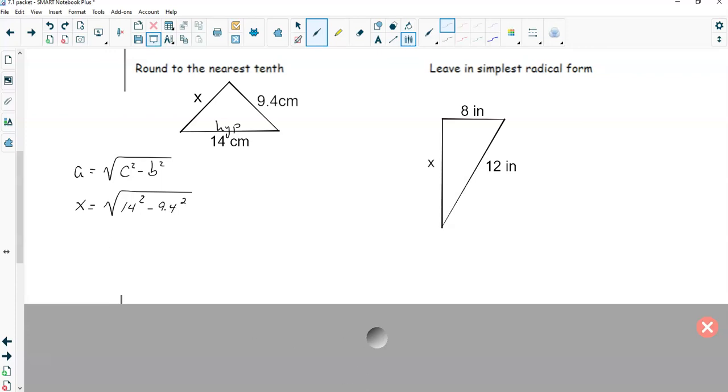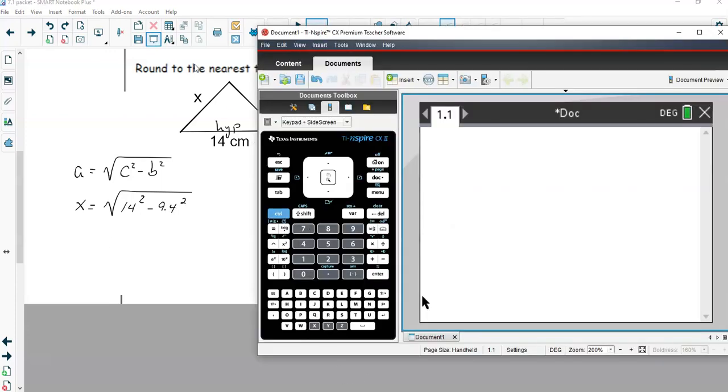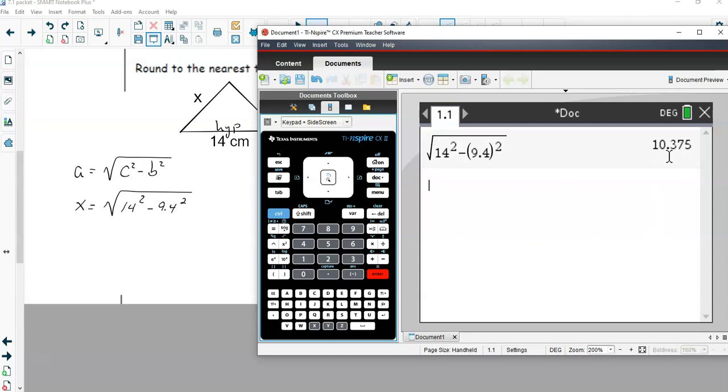Now all I have to do is go to the calculator. It says round to the nearest tenth. So notice that I press the second key and x squared, because, see how mine is in blue, yours may be in some other color, probably yellow, but mine is in blue, so I press that blue key and then go for that square root. See it right there? So now I put 14 squared minus 9.4 squared. You press enter, and here it is.